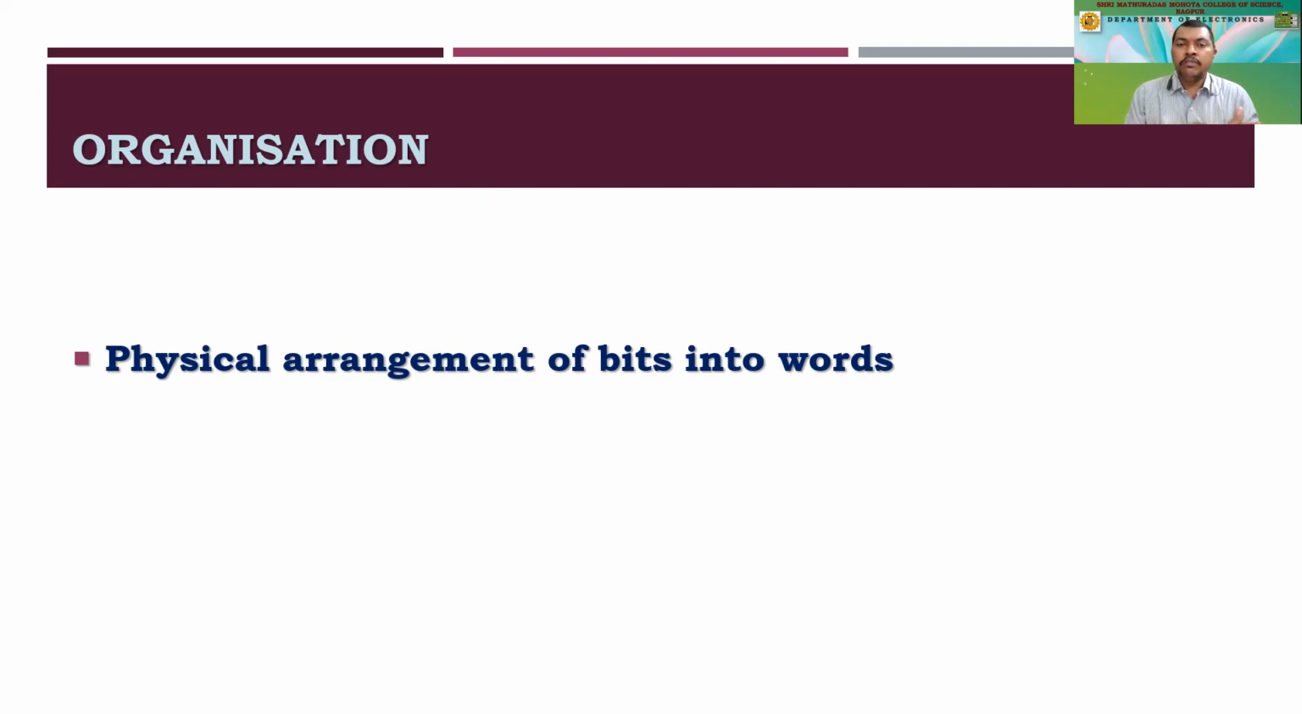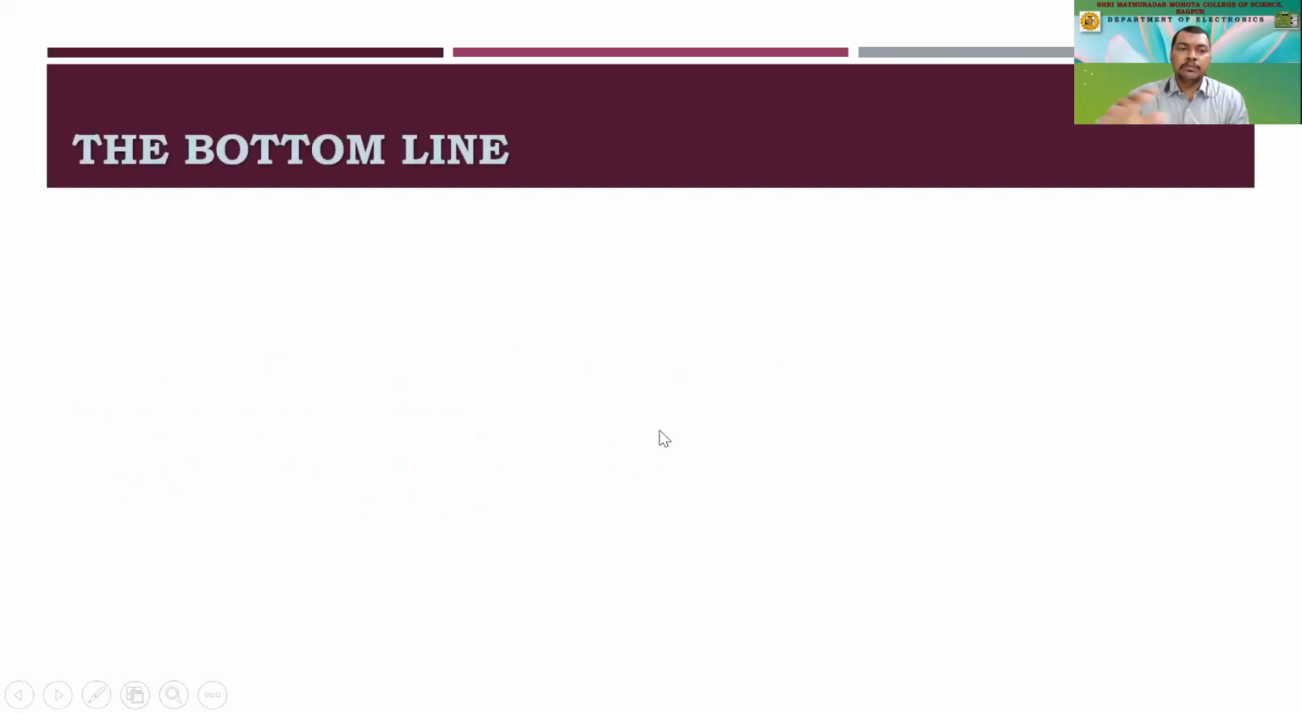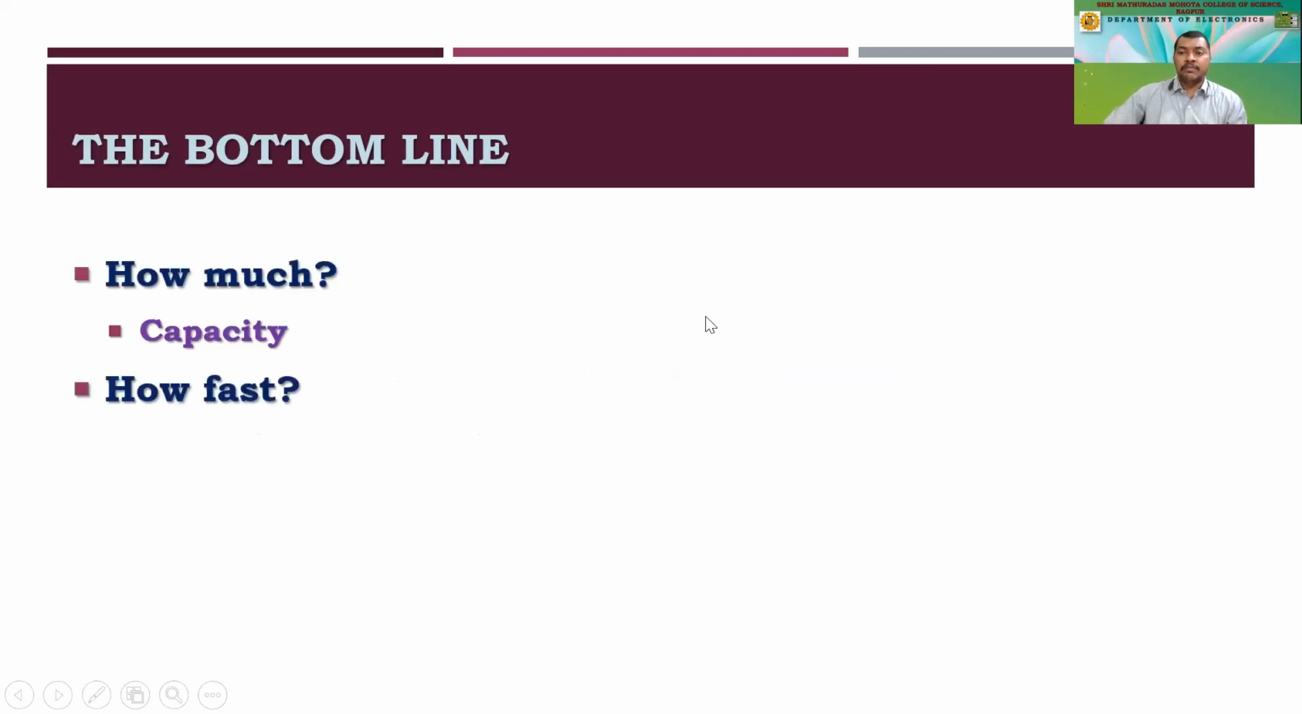When you go on saving the bits one by one, how many bits you are able to save in that particular memory is called the physical arrangement of those bits. How they are arranged matters, because we are expected to retrieve that data also. It is not always obvious that everywhere we are going to use the same technique to store the data. There are some more ways, for example interleaved. But the bottom line is how much capacity it has. The main purpose of memory is that we require the highest capacity.